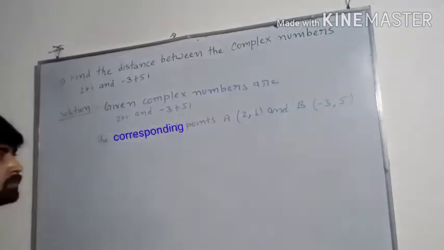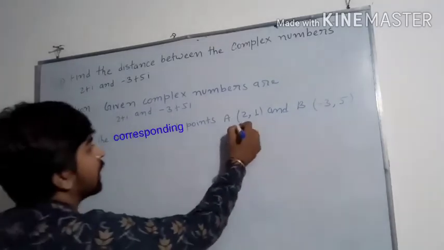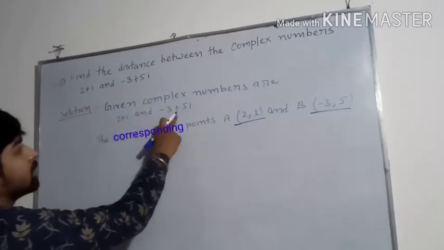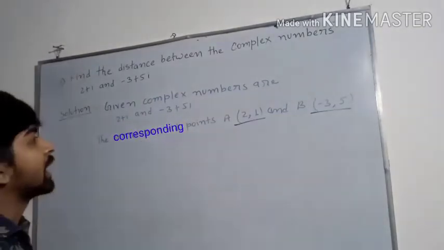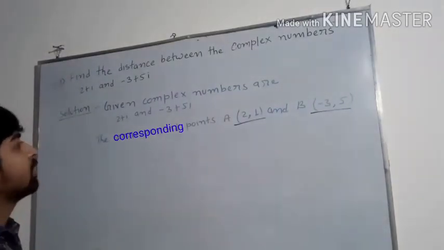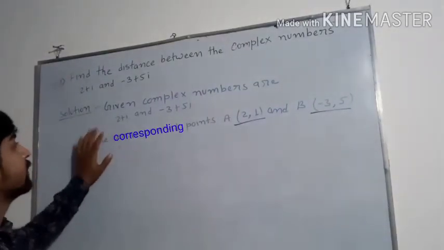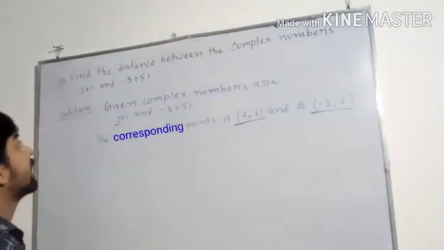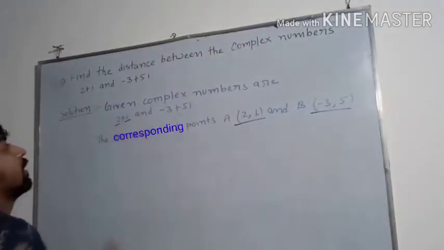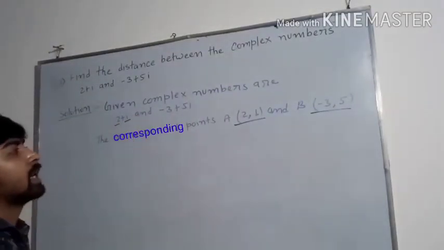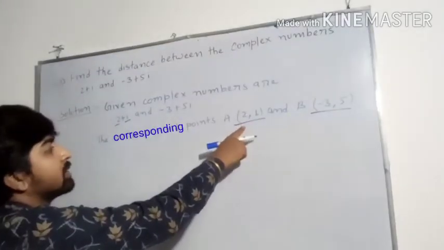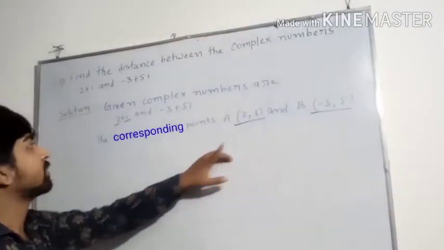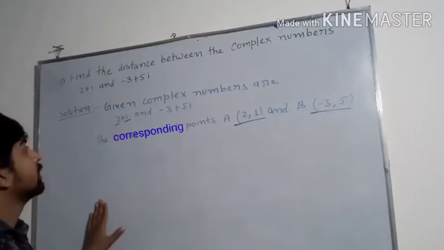Students, there are 2 points corresponding to the given complex numbers 2 plus i and minus 3 plus 5i. We can easily write points from given complex numbers. We write first of all the real part of the complex number as the x coordinate, and then we write the imaginary part of the complex number as the y coordinate. Here 2 is the real part of the complex number, and 1 is the imaginary part of the complex number 2 plus i.